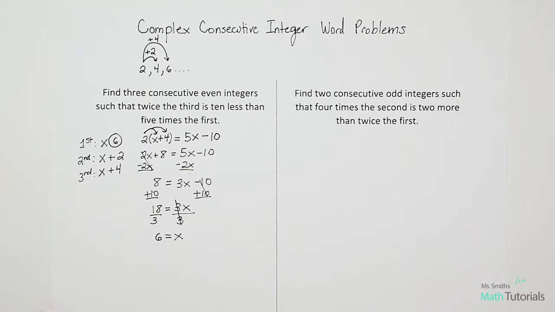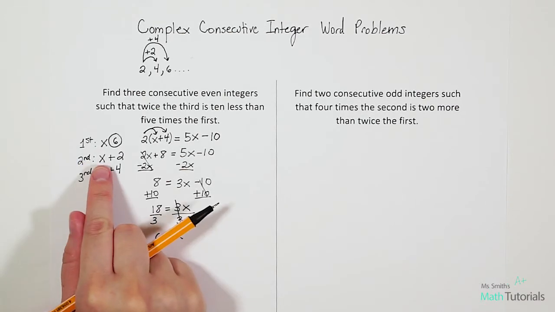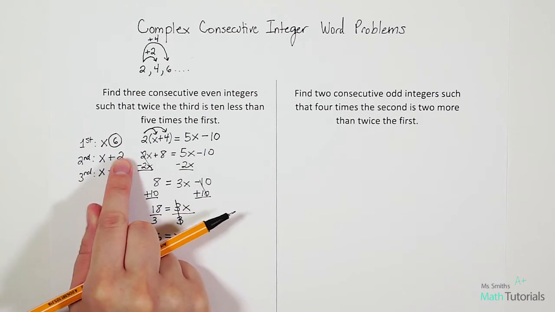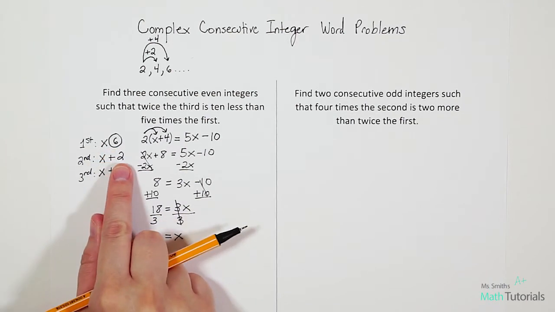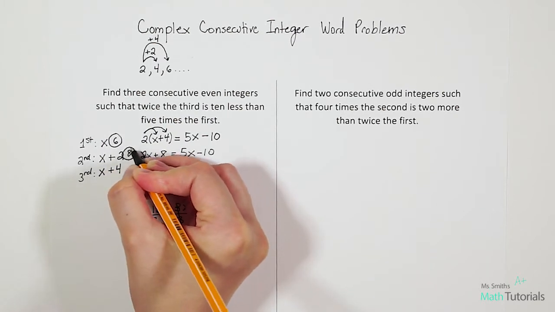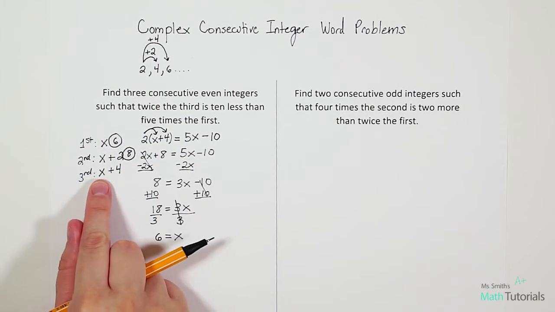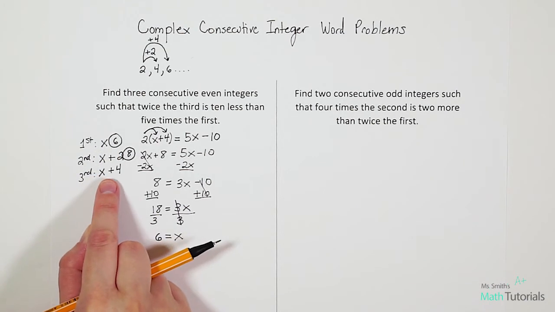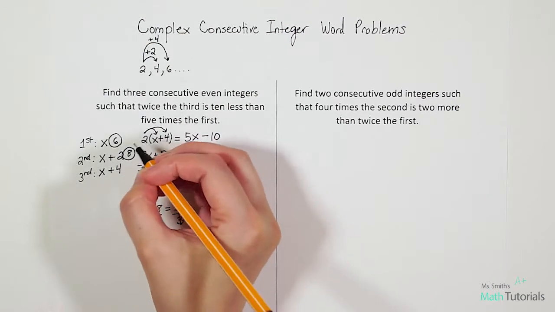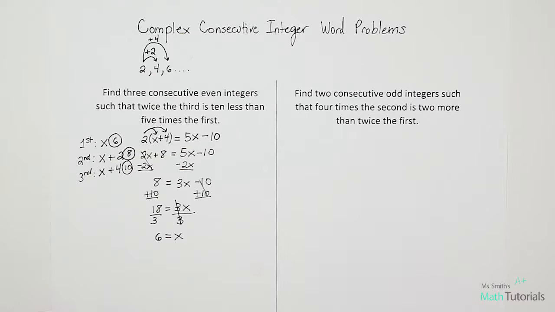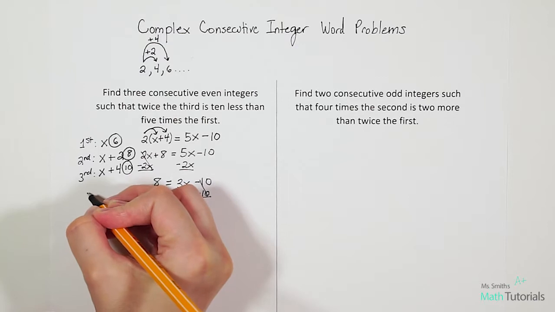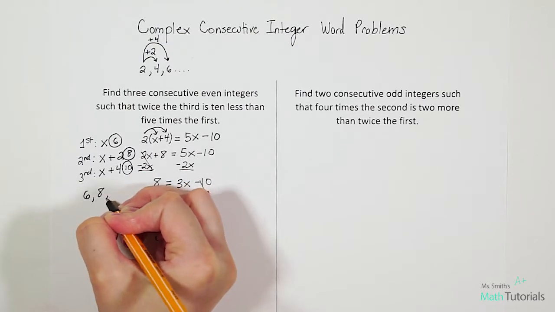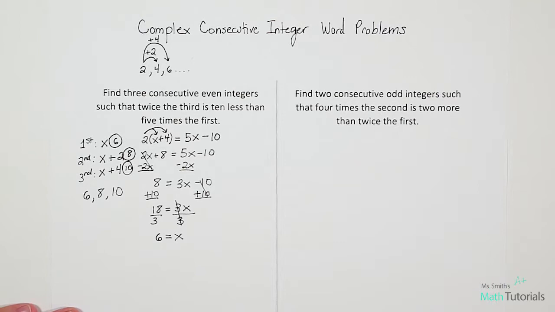Now we can easily figure out our second and third number. So our second number is x plus 2. So what's 6 plus 2? 8. And then to figure out our third number, it's x plus 4. Well, remember x is 6. So what's 6 plus 4? And that would give us 10. So we just found our 3 consecutive even integers. They are 6, 8, and 10. Now we can do a quick check just to make sure that our work is correct.